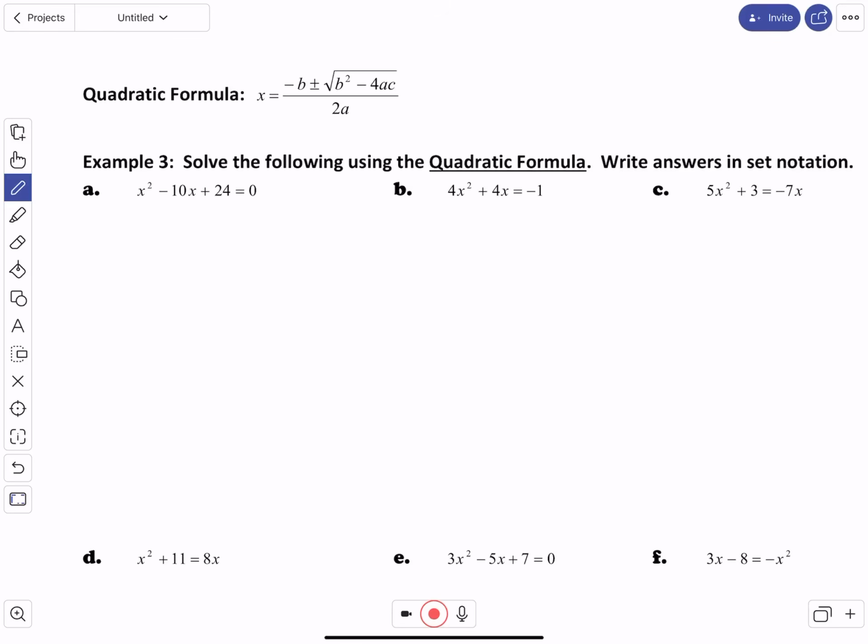X equals -b plus or minus square root b squared minus 4ac all over 2a.